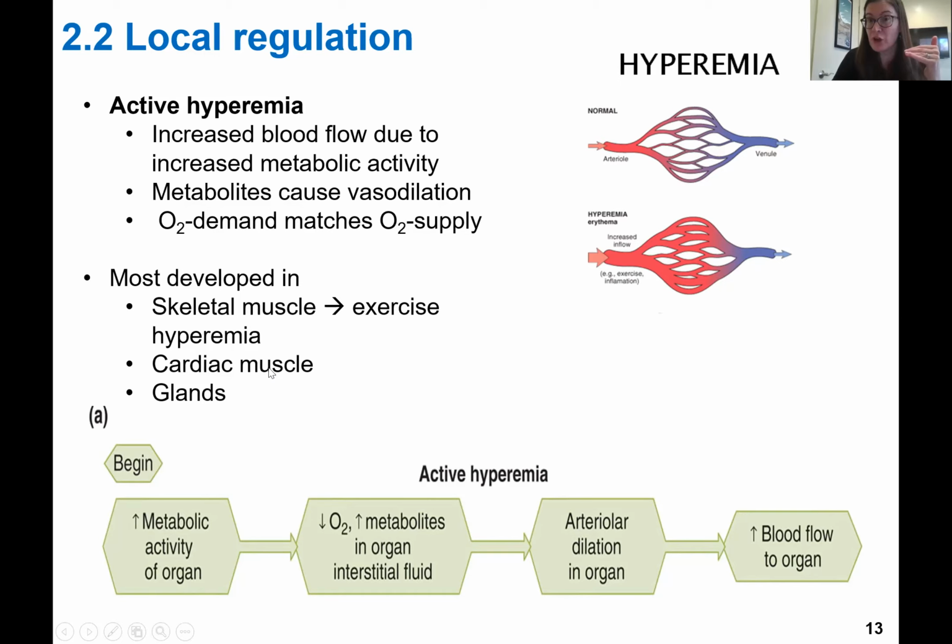You also have this in cardiac muscle, of course, because we need to feed the muscle of the heart to help it pump the blood. And then you can have it in glands. So glands that are undergoing a lot of activity at the time will need more blood to help, again, bring out waste products, maybe actually move the secretions of the gland, and then help support the metabolic activity of that tissue.